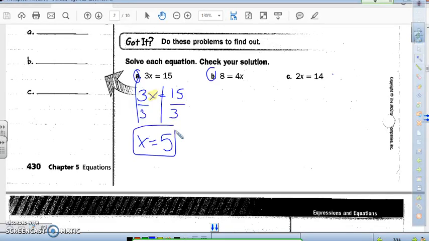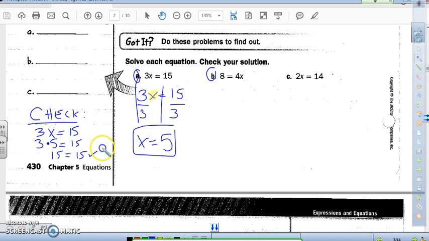Now I need to check. I'm going to put my check over here. You guys should have room still. 3x equals 15. 3, remember the x is an x and not a times sign. Times 5 equals 15. So 15 equals 15. Check. That's good.